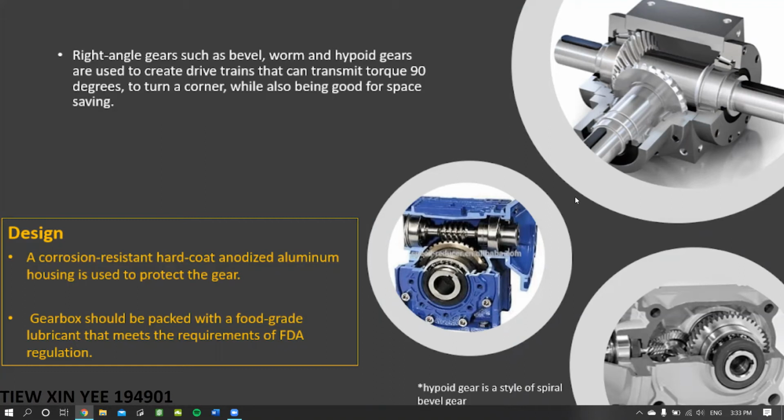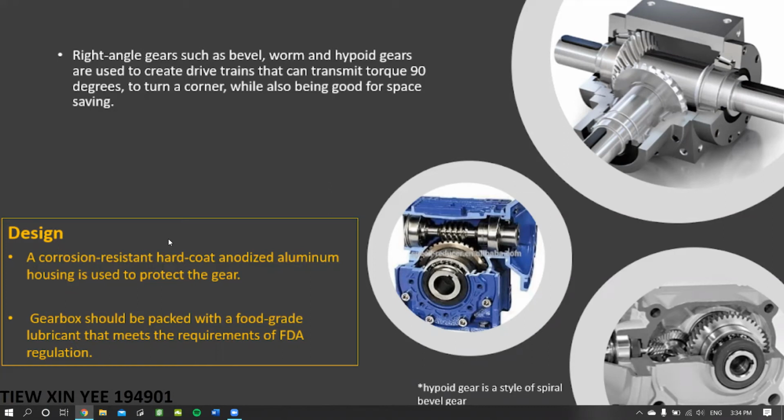And for the pictures shown in this slide, you can see that the first picture on the right hand side on top is the bevel gearbox, the second picture is the worm gearbox, and the last one is the high foot gearbox. High foot gear is actually a style of spiral bevel gear. So you can see that the structure of the high foot gear is kind of similar to the bevel gear.